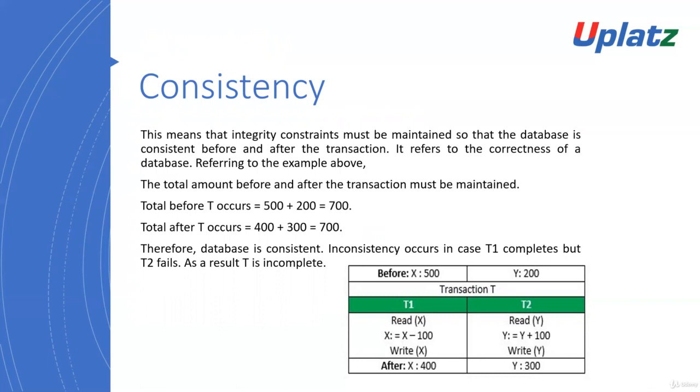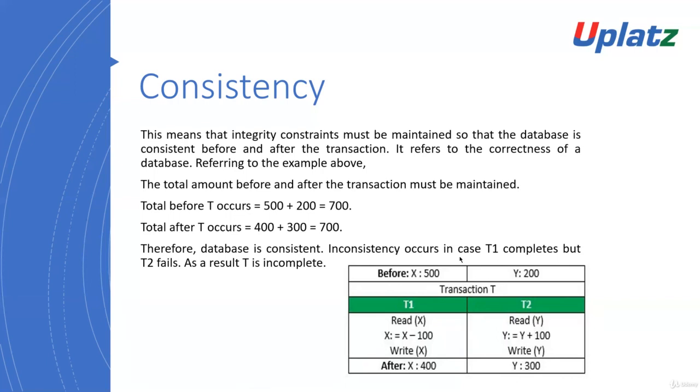This is more or less similar to atomicity. What we are trying to focus on here is that the total amount, as I mentioned, before and after the transaction must be maintained. So before my transaction, my total was 700 rupees, 500 in X account, 200 in Y account. After some transactions within the accounts, my total should not change, which shows that my data is consistent. And after T1 and T2, my total is back to 700, 400 in X account, 300 in Y account, which shows that my database is consistent.